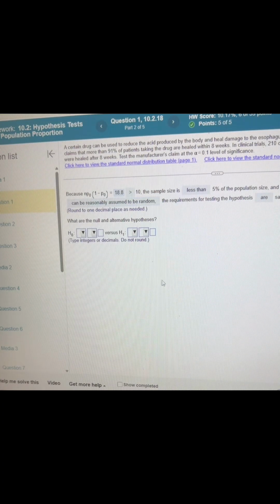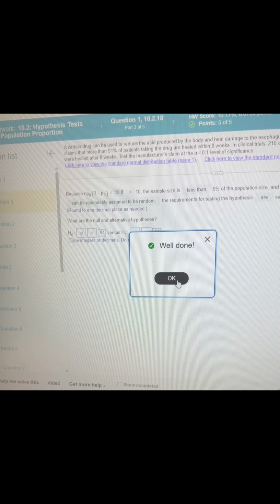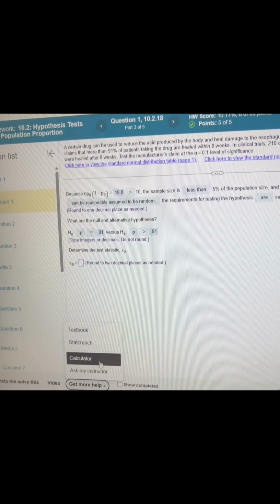Well done. This is all proportions, so we always hit a P. This is always equals on this first one, and then this is the decimal percent, 0.91. P, and then we look into the problem to see what it is. More than, I have them boxed out on the website. More than means greater than 0.91. Well done.